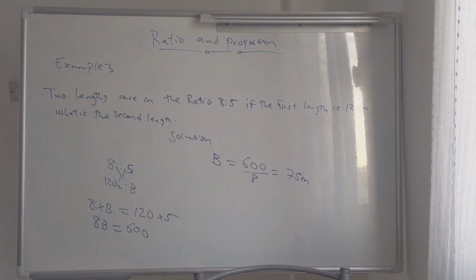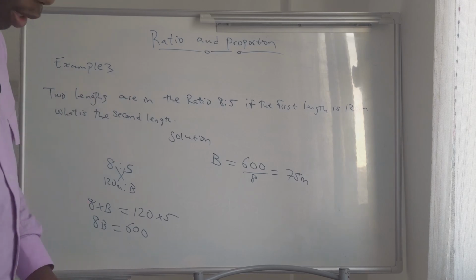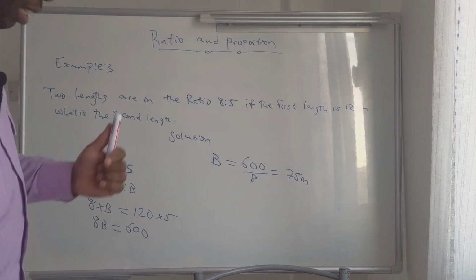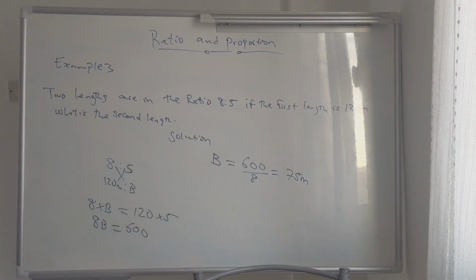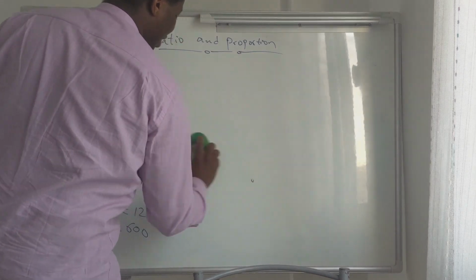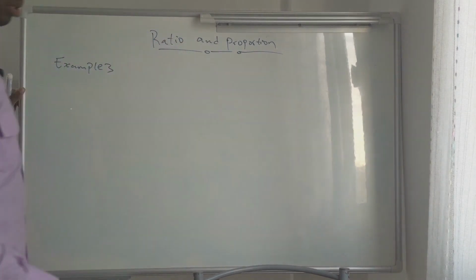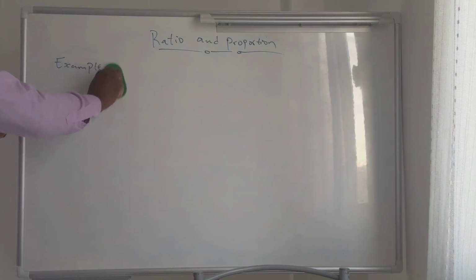So now, this is how to solve the ratio. I'm going to go to the proportion aspect. But before we go to the proportion aspect, let's solve another example so that we'll be able to understand this better. Now we're going to example 4.